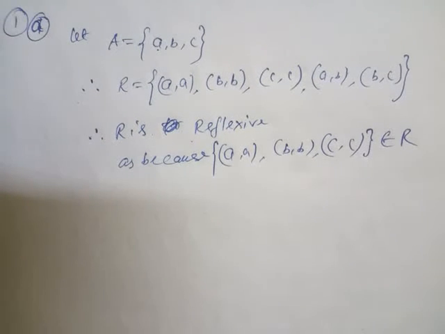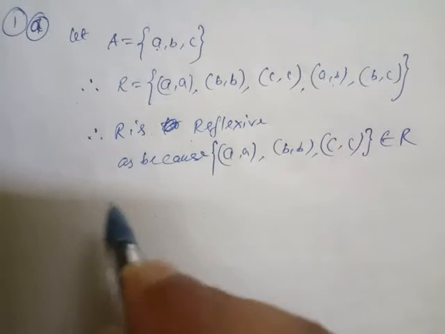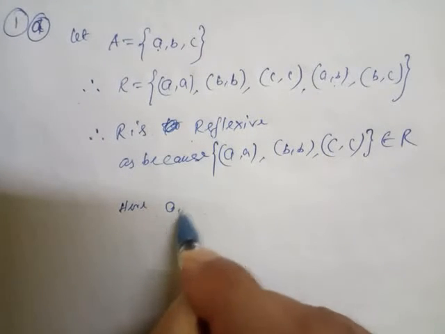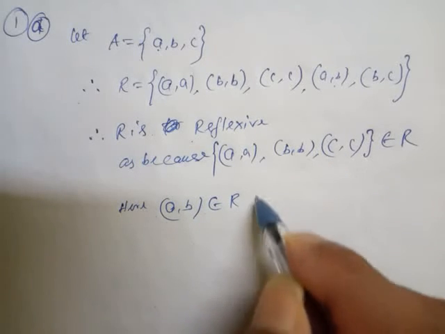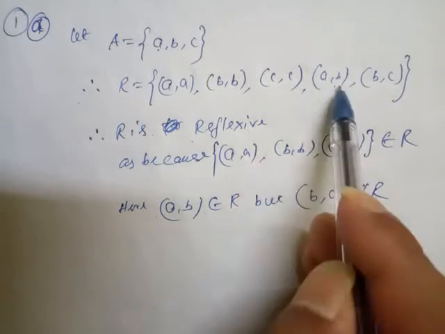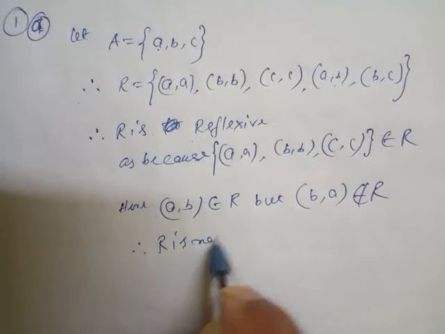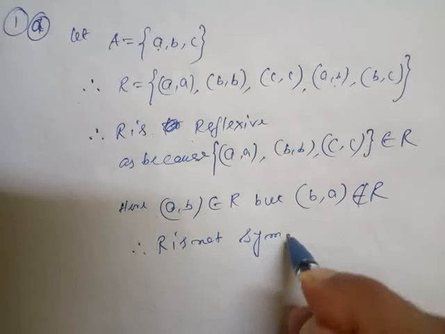Now look, after that, next we have to check whether it is neither symmetric nor transitive. For the symmetric, what is the condition? For the symmetric the condition is (a, b) belongs to R and (b, a) also belongs to R. So here (a, b) belongs to R but (b, a) does not belong to R. There is no element such as (b, a) in R, which means we can say that R is not symmetric.